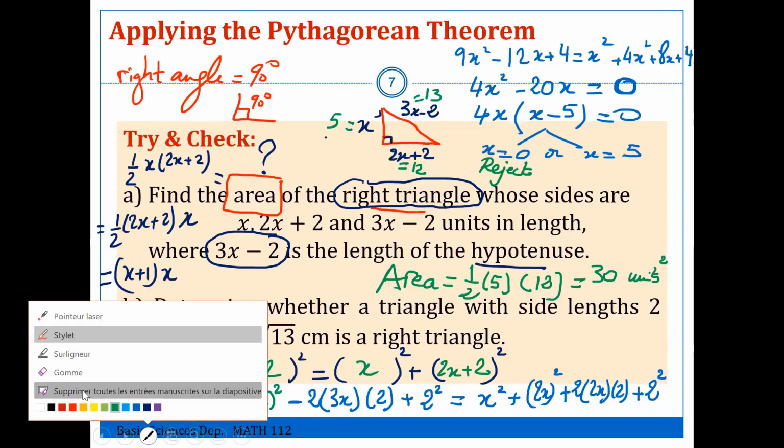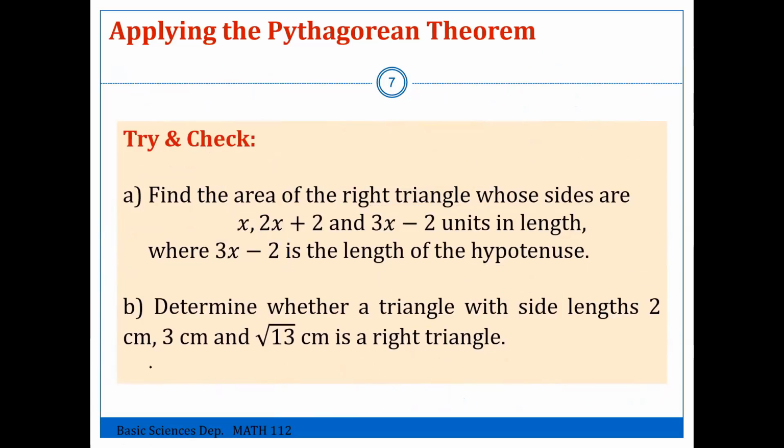The second one is easy. The second gave us a triangle and says check whether it is a right triangle or not. What are the sides? Where is the hypotenuse here? It didn't tell us. How do we know where the hypotenuse is? The bigger one, the longest. Which is the longest, 2, 3, or square root of 13? Square root of 13. So this is the longest side, the candidate to be the hypotenuse. This is 2, this is 3. So here we have to check Pythagoras.